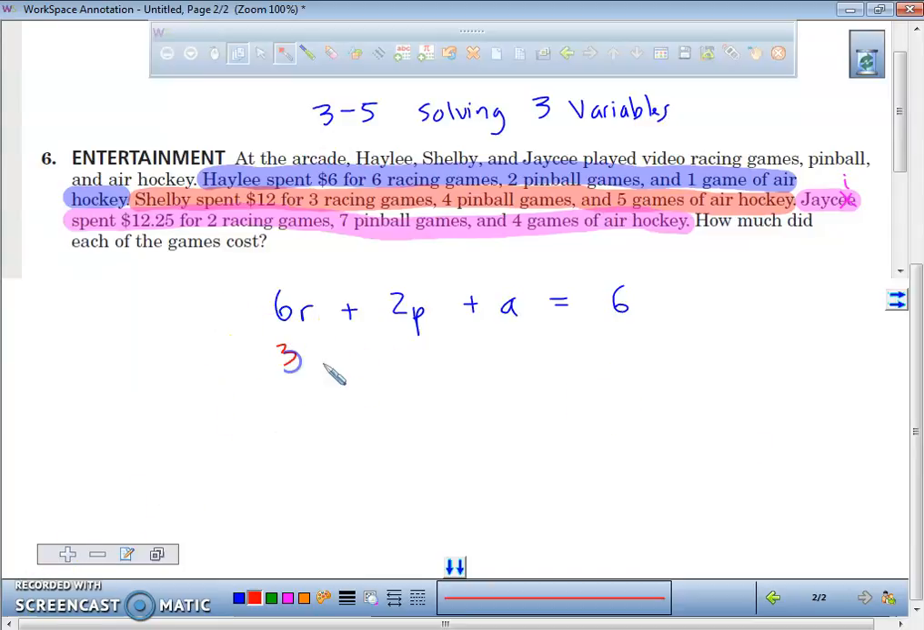3R plus 4P plus 5A equals 12. I would have to say, if it was me buying stuff, I'd probably spend a lot of money on air hockey, and not as much on racing games. Okay, I like the old air hockey.